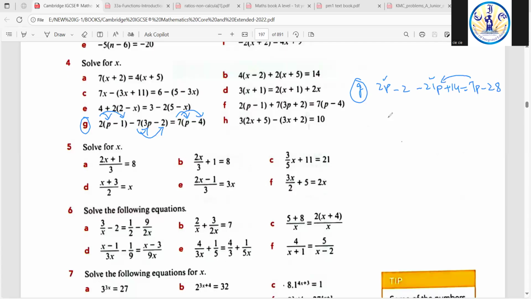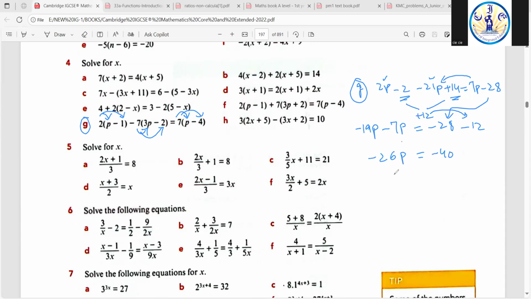Now we observe that the p terms are there, 2p minus 21p, and I am going to shift this p to this side as well. So negative 19p minus 7p, and then negative 2 plus 14 is actually positive 12, and negative 28 is already there on the other side of the equality. Solving these two, I get positive 12, and now this will be shifted to the other side, so we get minus 12. Okay, so now negative 26p equals.